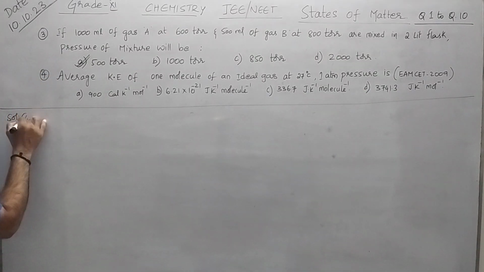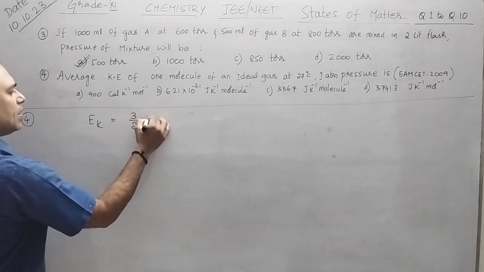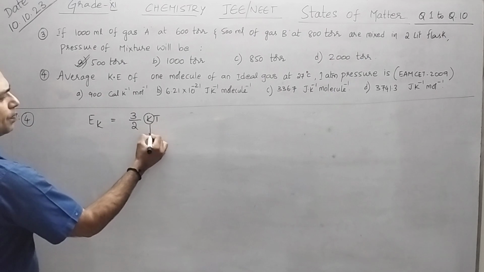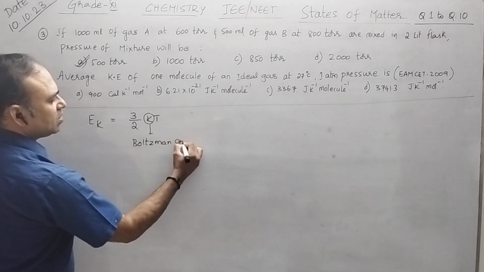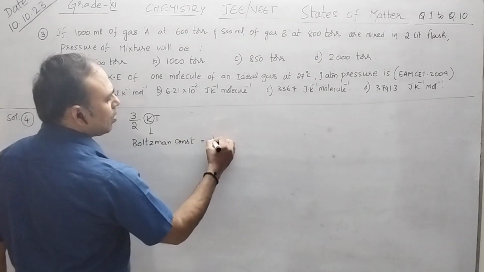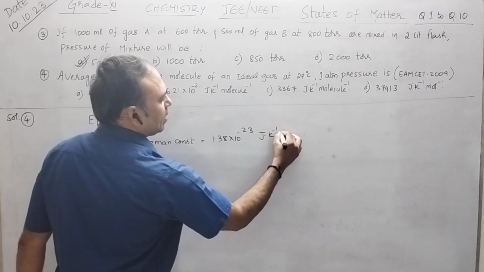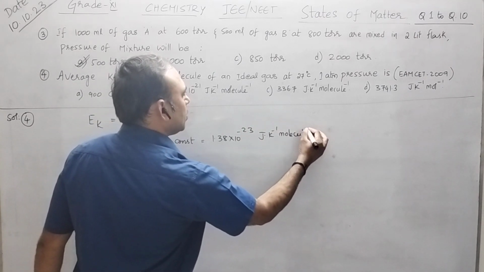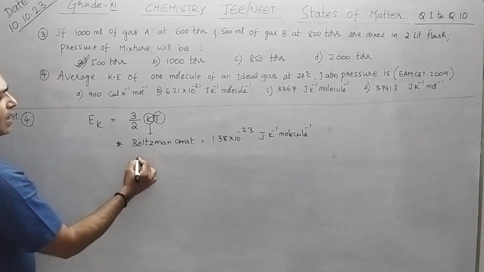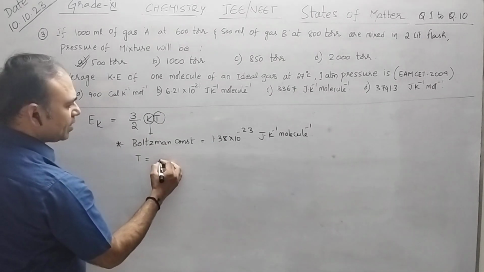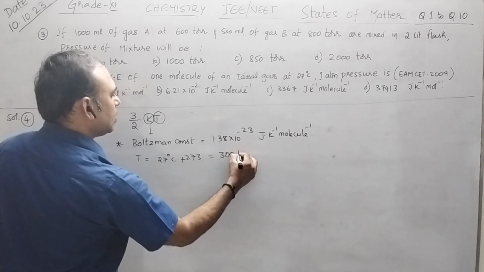The formula for average kinetic energy E_k is equal to 3 by 2 kT. Now what is k here? k is nothing but the Boltzmann constant and the value is 1.38 into 10 to the power of minus 23 joule per Kelvin per molecule. This is the constant which we should know. And what is T here? T is temperature. How much have they given? 27 degrees plus 273, nothing but 300 Kelvin.